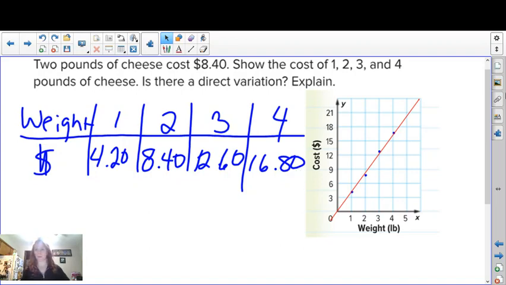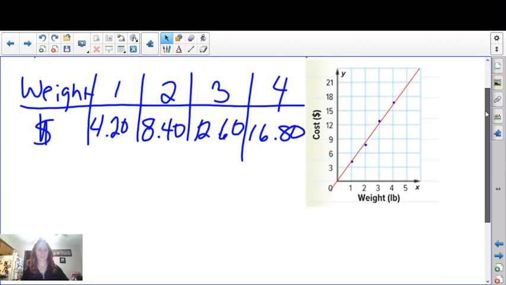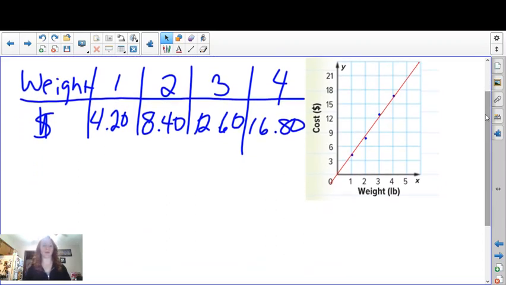So let's talk about the price per pound. Well, 1 pound is $4.20, 2 pounds is $8.40, which could reduce down to $4.20. 3 pounds for $12.60, again, reduces down. So this is a constant rate.